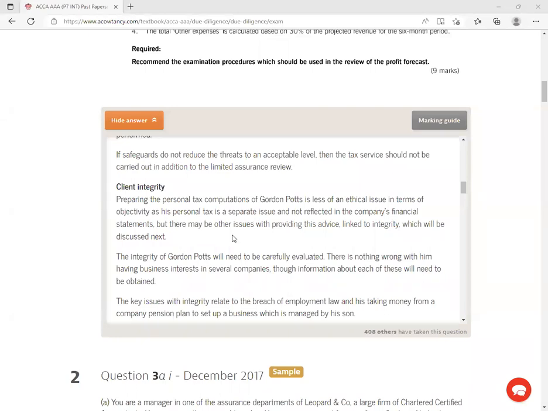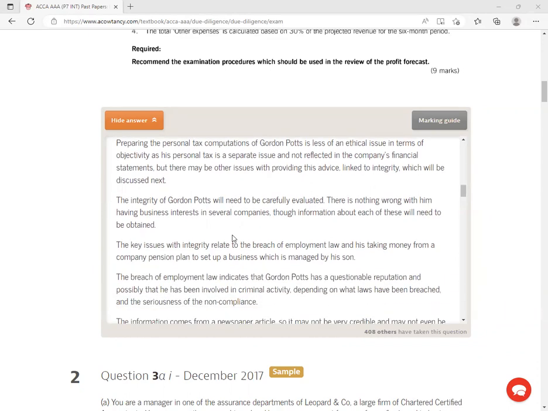Tell them, fine, even if you want me to do this personal work for you, please, there is this thing that tells me not to do it. The IESBA code does not allow that. The integrity of Golden Reports will need to be carefully evaluated.